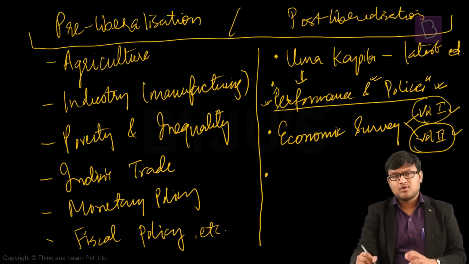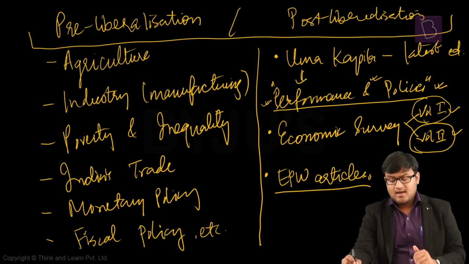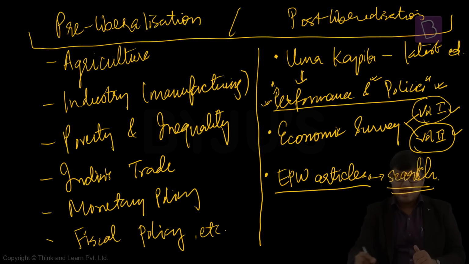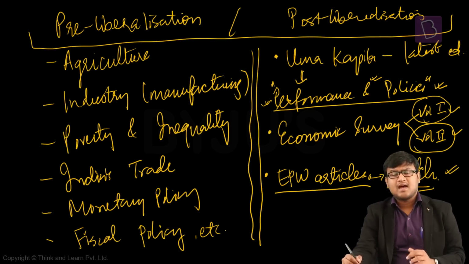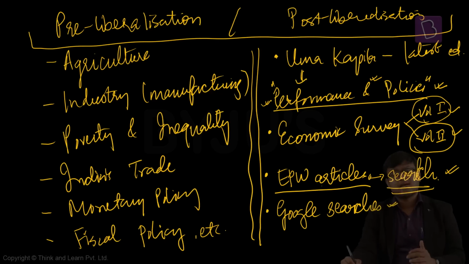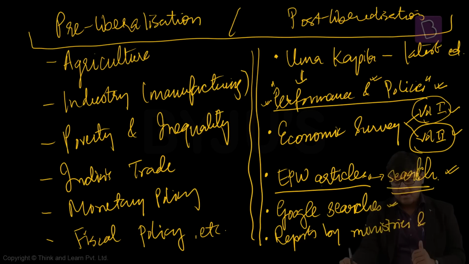Then the next important thing for this paper is the EPW articles. There you can take an EPW subscription and just do a simple search in it for any of these topics and read the relevant articles. Read the analysis given in them and make notes out of them. Then again comes Google searches for different issues like poverty, inequality, international reports. Then comes reports by ministries and RBI and Niti Aayog.